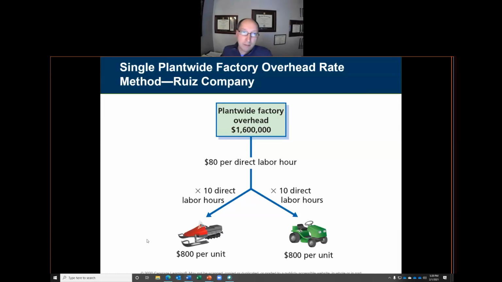Here's a nice graphical representation of how to find the plant-wide factory overhead rate. Again, you take the 1.6 million, which is the total overhead that's been budgeted. You divide that by the 20,000 direct labor hours that have been budgeted to get to $80 per direct labor hour. You then multiply that by the number of hours it takes to create a single unit, which gets us to, in this example, $800 per unit of overhead. That's just overhead. That doesn't include the direct labor or the direct materials.